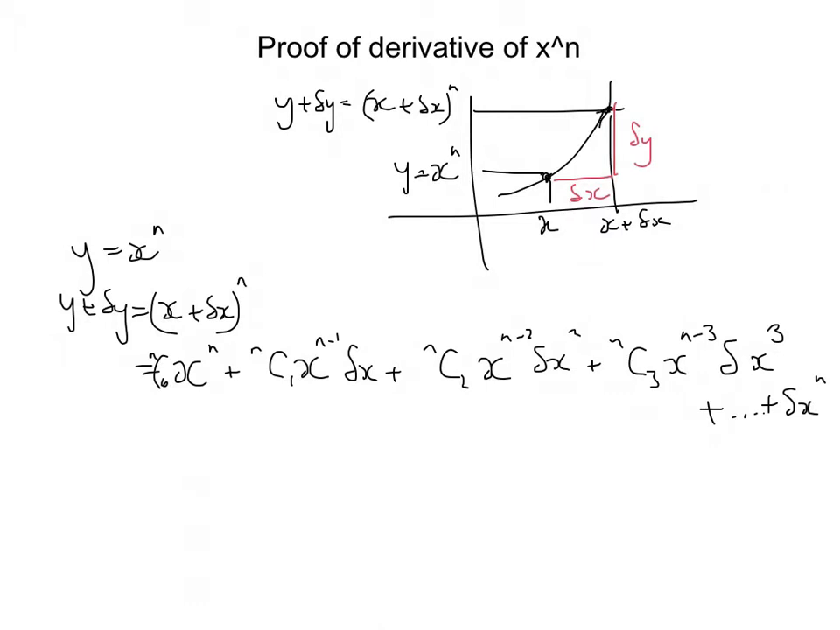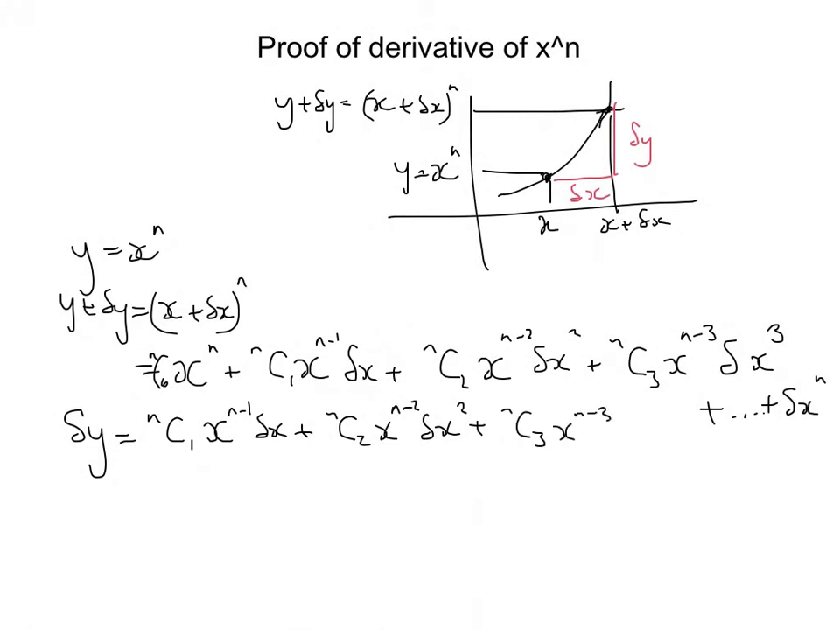So we subtract y from both sides. n choose 0 is 1, so this is just x to the n. So when I subtract y from both sides to get delta y, I just lose that first term. So I get n choose 1, x to the n minus 1 delta x, plus n choose 2, x to the n minus 2 delta x squared, plus n choose 3, x to the n minus 3 delta x cubed, plus and so on, all the way up to that final term delta x to the n.